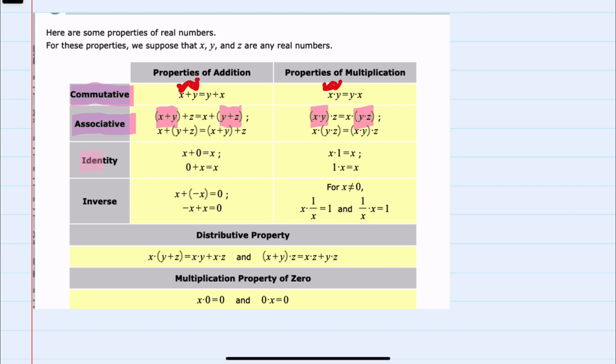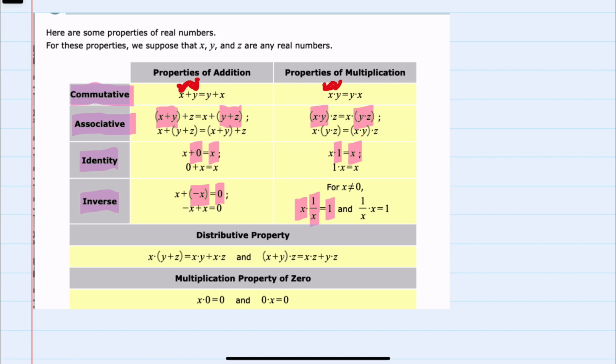And then for the identity properties for addition, if we add 0 to any number, the result is the original number. And if we multiply by 1, the result is the original number. And then for inverses, addition and multiplication are a little different in that when we add a number and its opposite sign, the result is 0. So that's the additive inverse. And when we multiply a number by its reciprocal, the result is 1, is the multiplicative inverse.